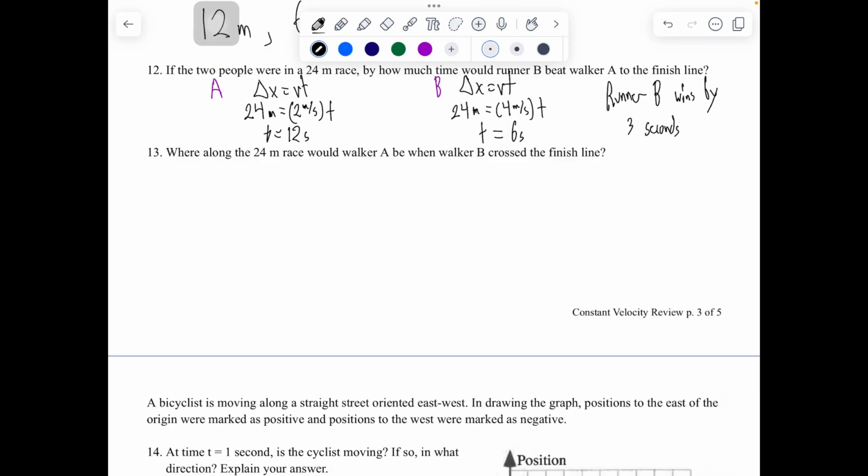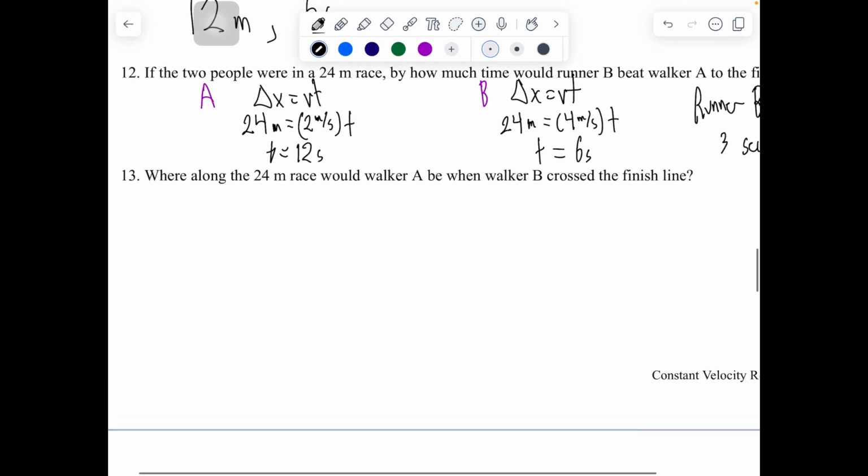Where along the 24-meter race would walker A be when walker B crosses the finish line? Well, we know walker B crosses the finish line at 9 seconds. So we're going to say the time we're looking for is 9 seconds into the motion. We know the velocity of runner A is 2 meters a second. Let's go ahead and plug this in to our equation.